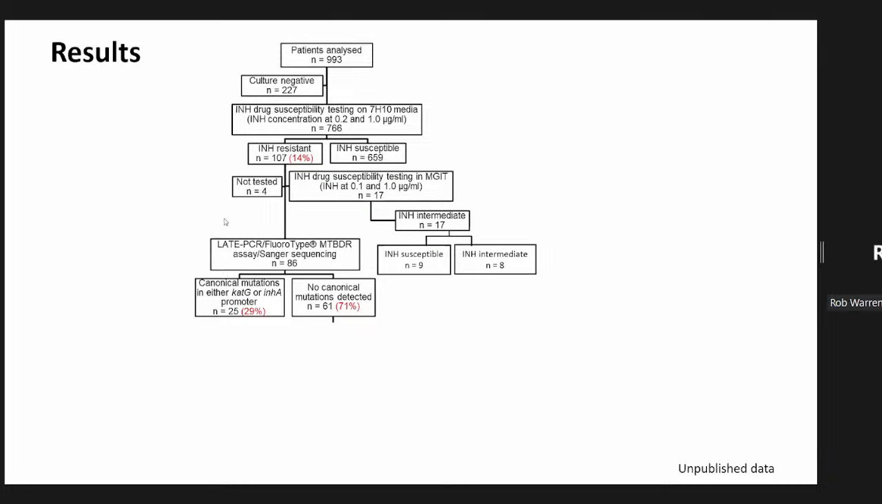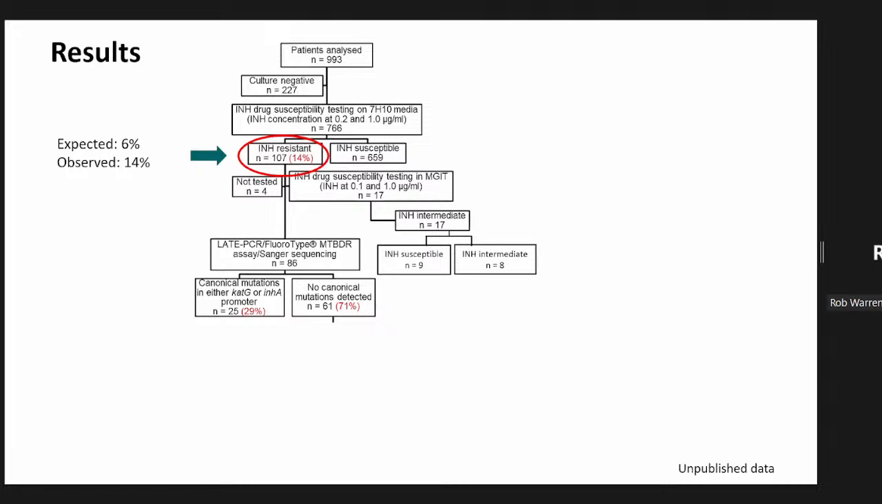We then did this sort of standard test to look for what we call canonical mutations, or mutations known to cause resistance. Only some of the isolates had these canonical mutations. The rest of them didn't. That means if we use the standard method, we wouldn't be able to find this. So this was now quite different to what we expected.